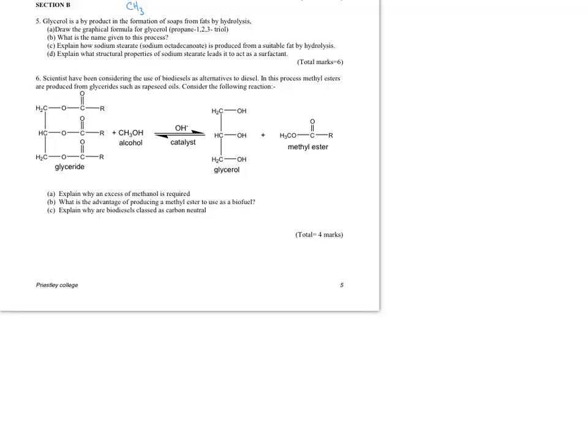Glycerol is the byproduct in the formation of soaps from fats by hydrolysis. Draw the graphical formula for glycerol, propane-1,2,3-triol. This one says graphical formula, so we're okay. If it says displayed formula, you've got to remember to show every bond, so you would need to show the bond between the oxygen and the hydrogen. It's probably good practice to do that each time, and then you don't get caught out.